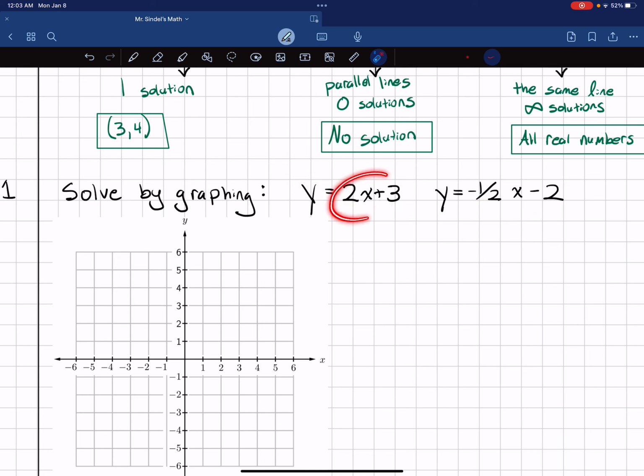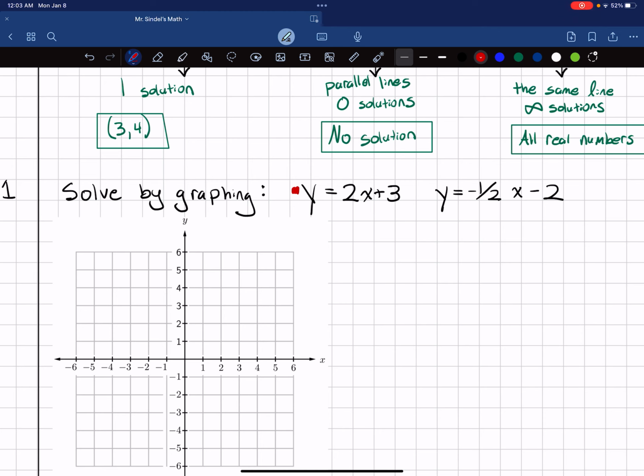So let's go ahead and graph this one in a color, this one in a different color, and see where they happen to meet. So the way that we do that is we look at the y-intercept and we graph it. I'm going to do it in red. So I'm going to put a red mark right here to let me know that that one is in red.